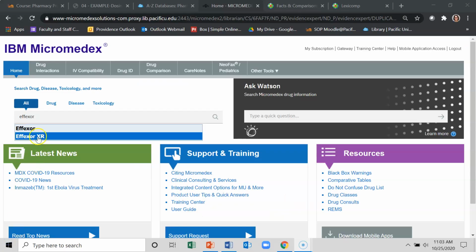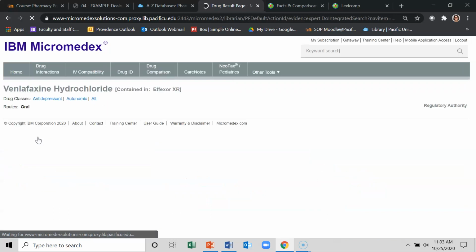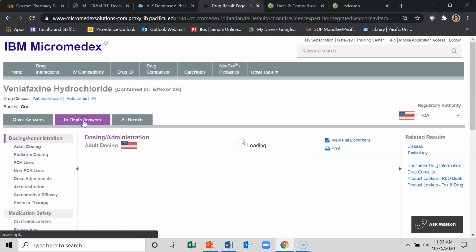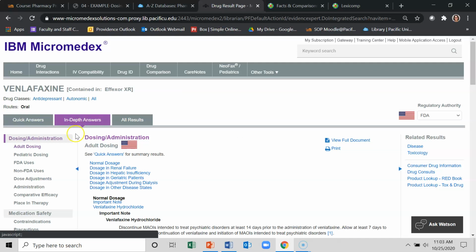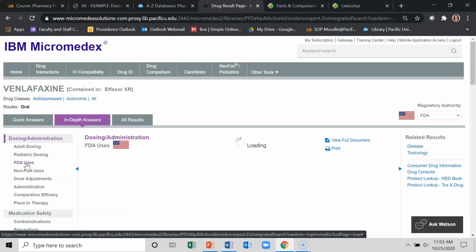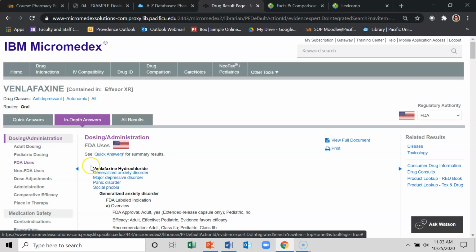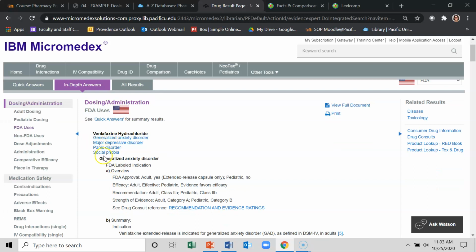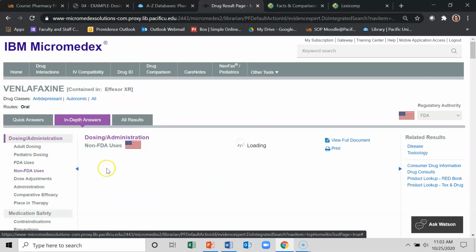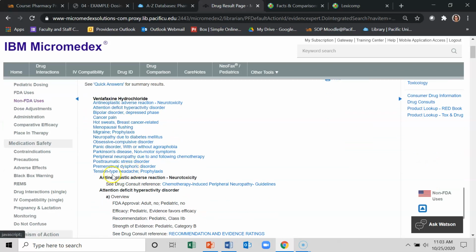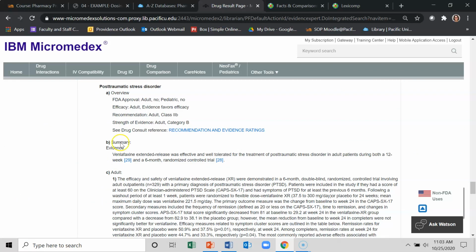So here in Micromedex, I'm going to enter my drug name in the search field, and I like to use in-depth answers, so I'm going to navigate there. So I would start off, again, trying to confirm the use. Let's assume that I didn't yet know if it was FDA approved or not. I can see it is not listed in the FDA listing, so I'd go to non-FDA. And here is my usage information. So looking confirmatory, not FDA approved, but does appear to be useful and proven in clinical trials for that purpose.